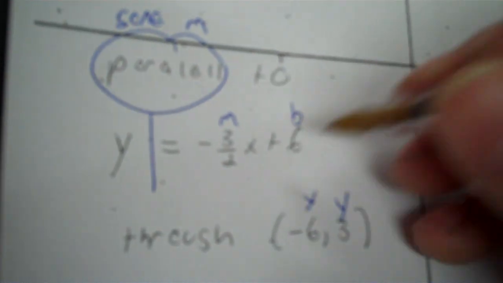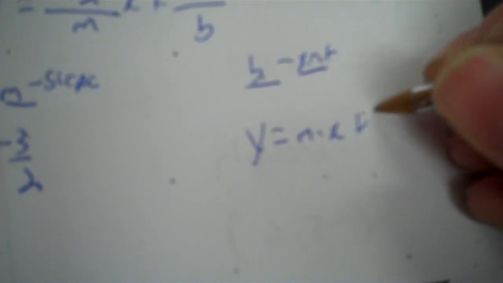So y is by itself, so we have mx plus b. I don't care what the b is, but I know that they have to have the same m, so negative 3 over 2. Then for b, y equals m times x plus b. So the m is negative 3 over 2, and then 3 would replace the y, and negative 6 would replace the x.